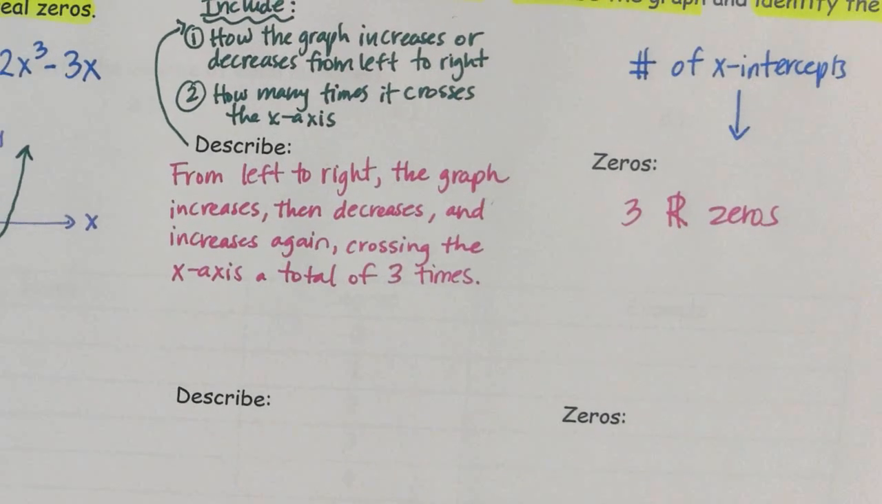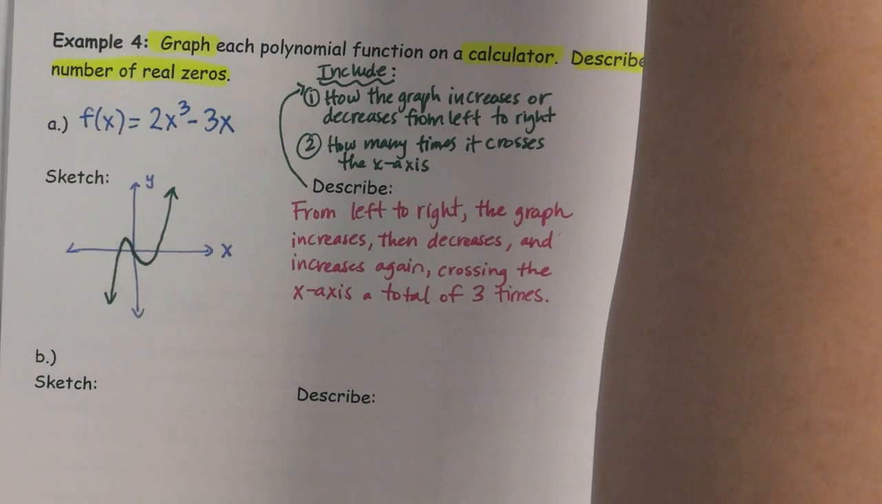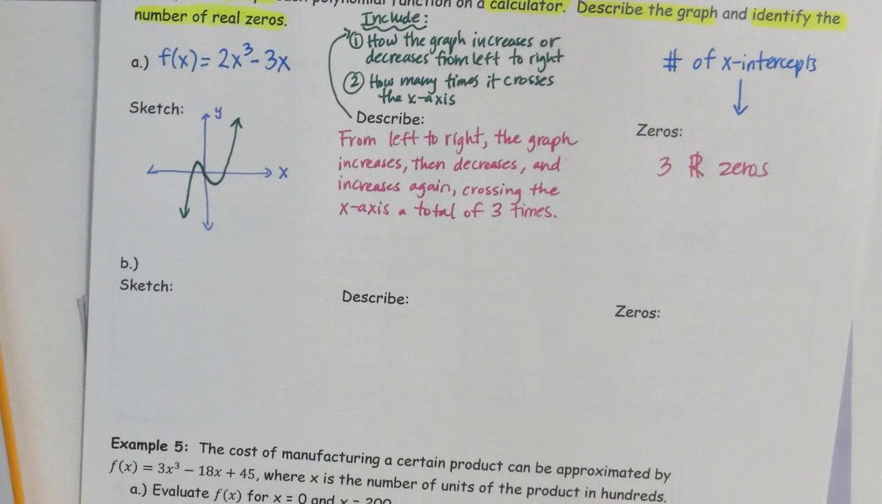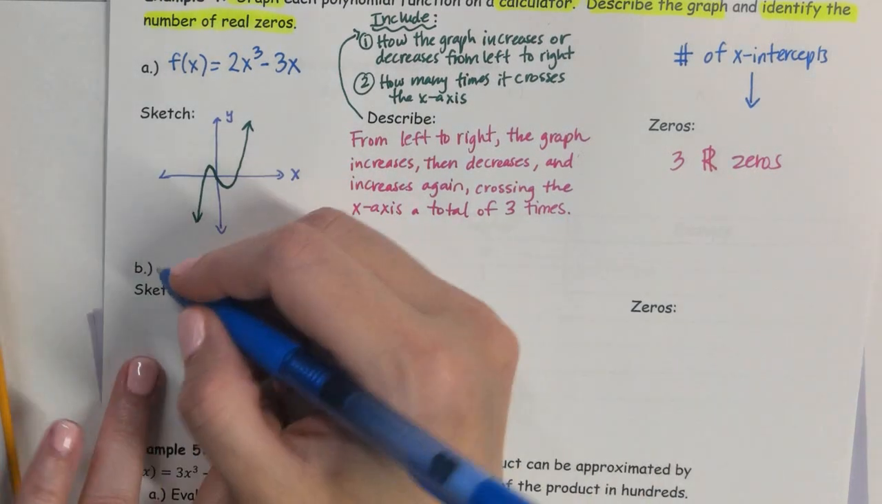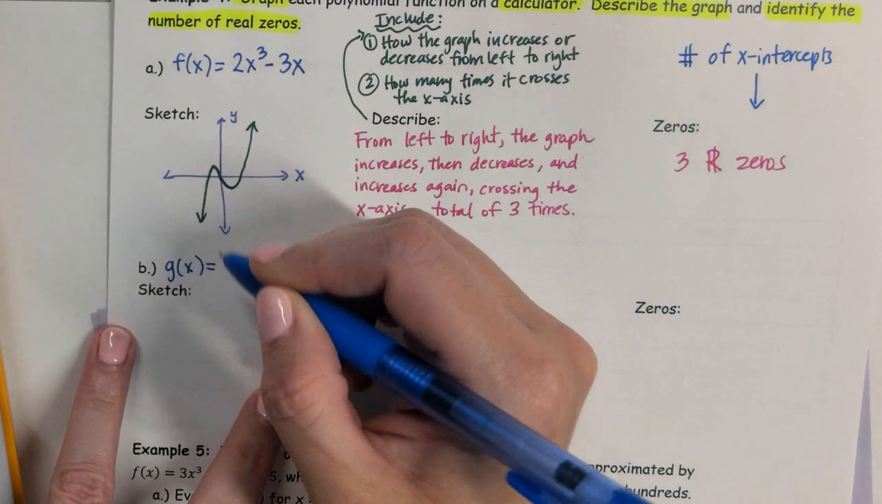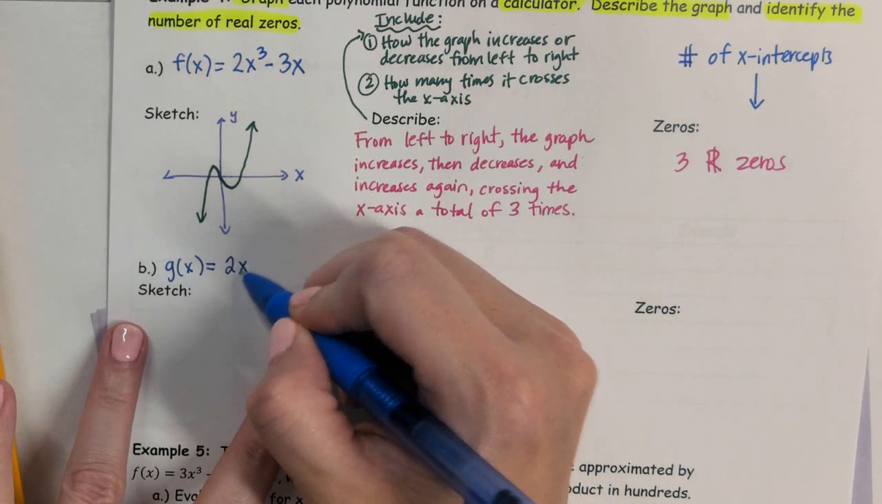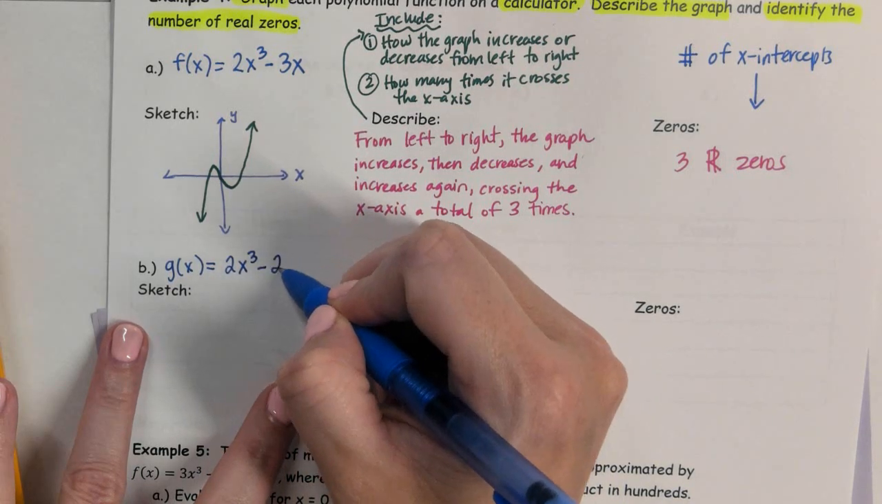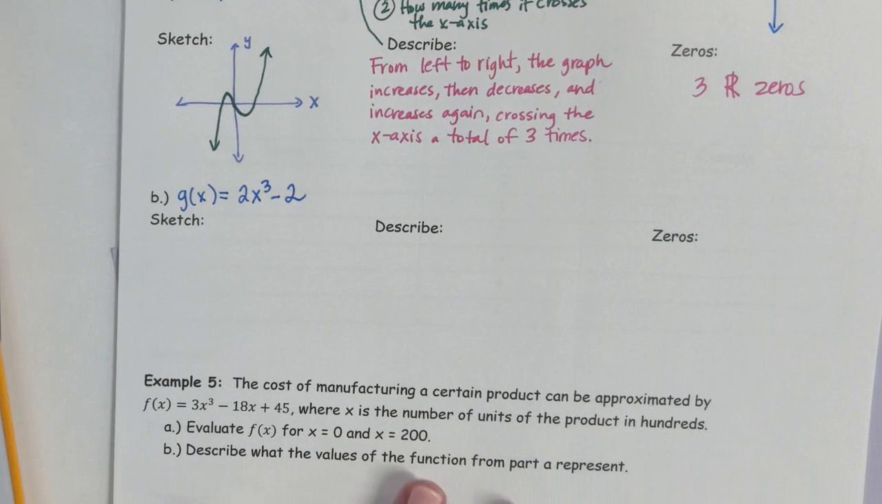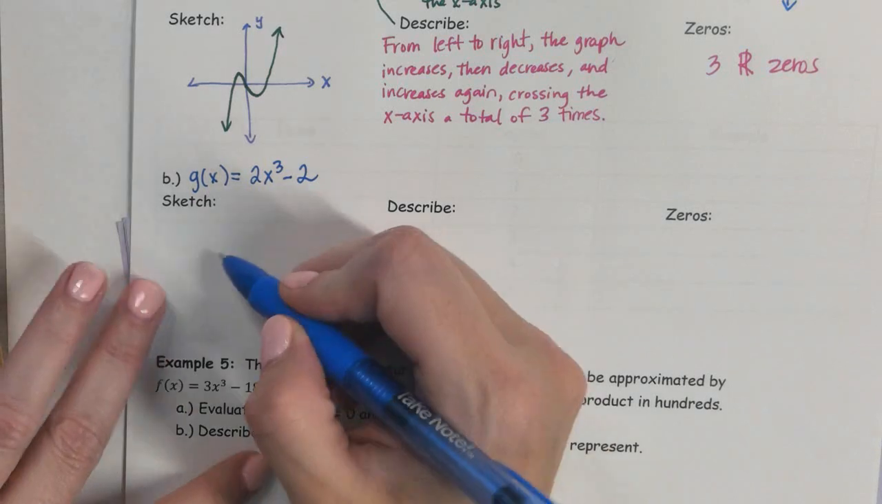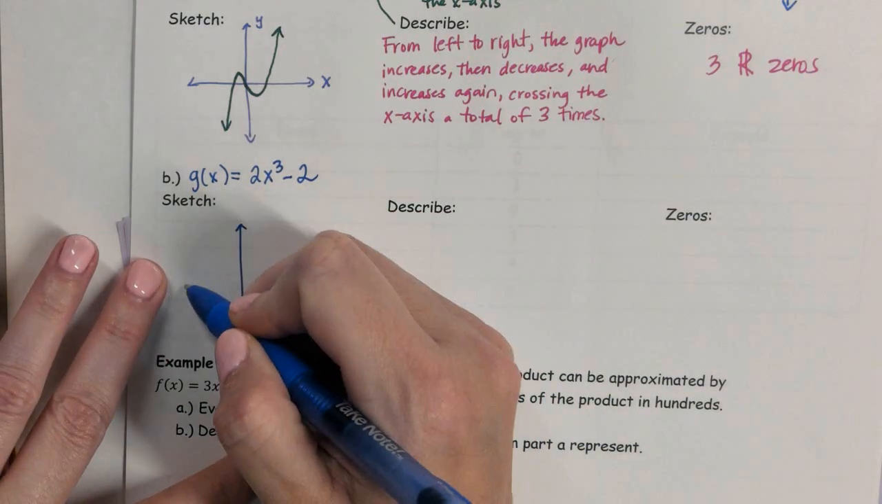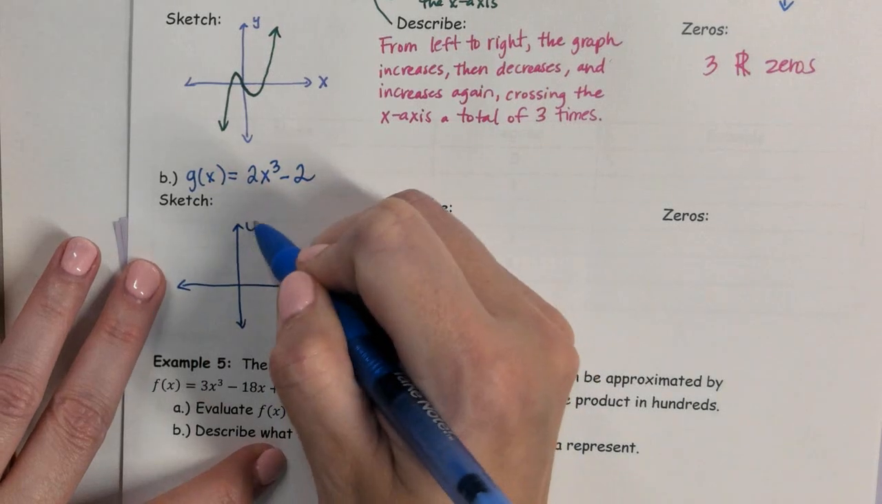Okay, so for part B, I want you to draw your sketch, tell me the zeros, and then if you feel comfortable starting your description, you can absolutely do that as well. Okay, for B, we have g of x equals 2x cubed minus 2. So draw your sketch, you can start your description, identify the zeros.